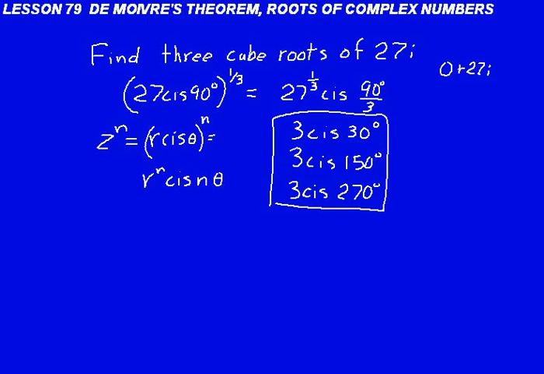Get your number in polar form for a complex number, then apply De Moivre's Theorem. It'll kind of seem like it's backwards, but it really isn't backwards. It's just that you have a fraction for n instead of a whole number.